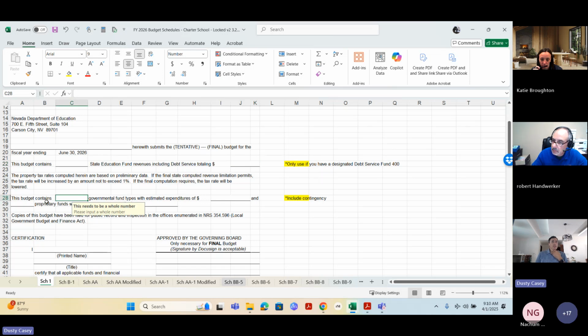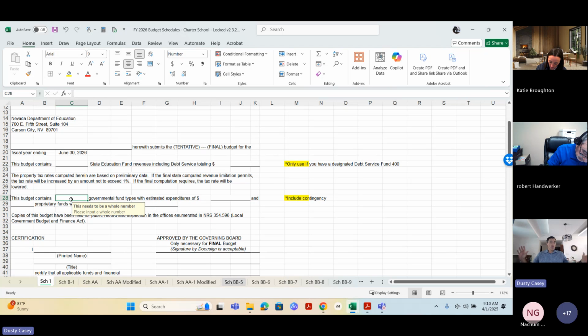Okay, jumping down to line 28, you're going to list the number of funds your board has approved. Most of you probably have 4 or 5 funds. You have your 100 general fund, your 250 special education fund, your ELL and at risk, which are 206, 208. Maybe you have a gate fund, and then maybe you have a couple other funds. If you opened a capital fund, something like that, you would put the total of your funds here. So if you got 4, 5, 6 funds, whatever.